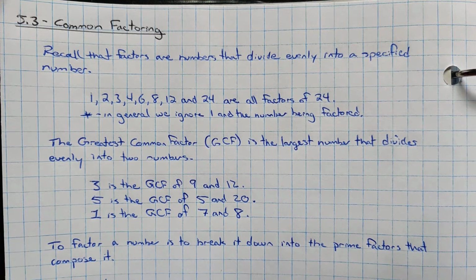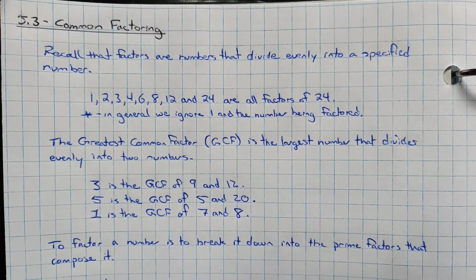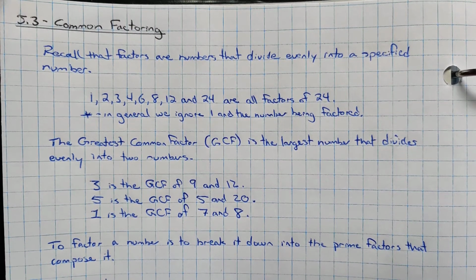So far in this unit, we've been looking at expanding and multiplying out polynomials. Now we're going to start factoring or dividing them out, breaking them up into their factors, their greatest common factors. As a quick refresher, recall that factors are numbers that divide evenly into a specified number.